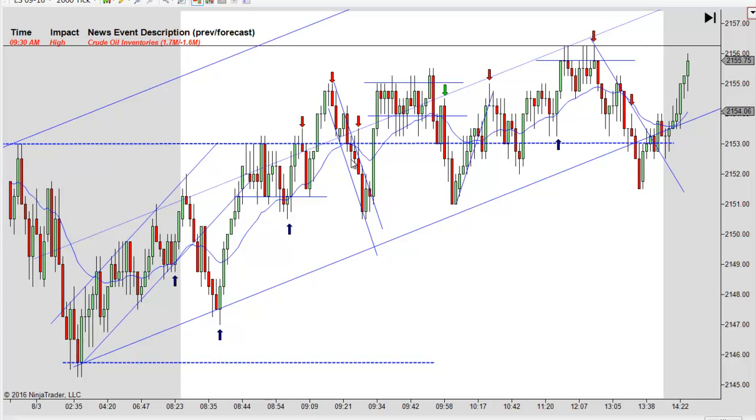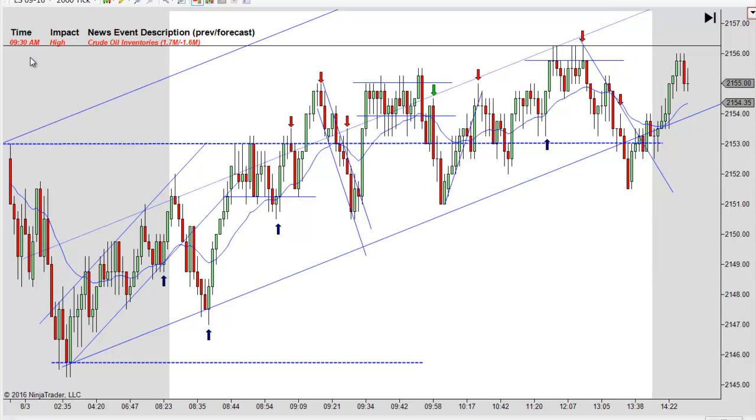So I don't know why my news item didn't clear today, but it didn't. We had a crude oil news at 9:30, but it didn't really affect anything. We got a little bounce and it came right back, but nothing really happening there.